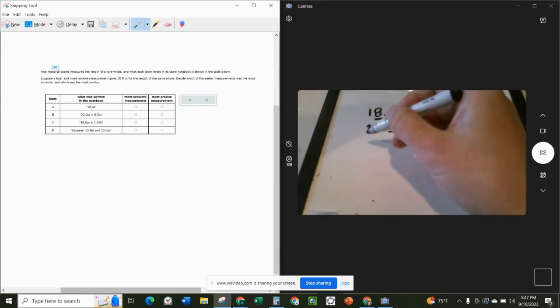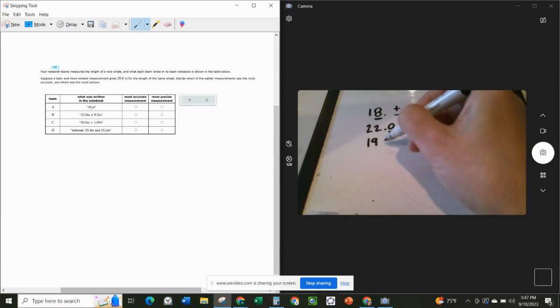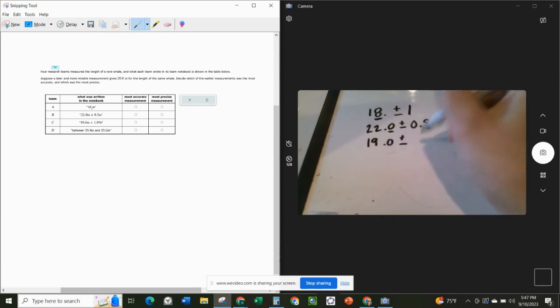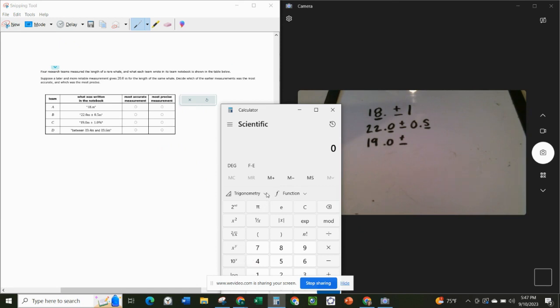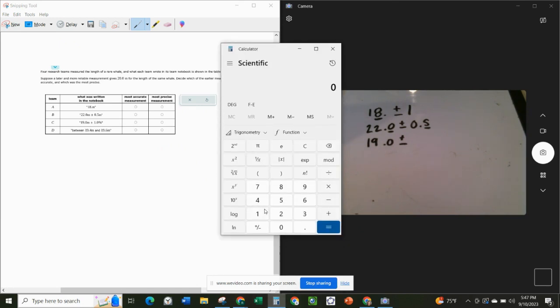The next one is 19 plus or minus 1%. So we need to figure out what number is 1% of 19. So I'm going to pull up my calculator. And if I do 19 times 0.01, because I'm converting my 1% into a decimal, that gives us 0.19. And that is our 1% of 19.